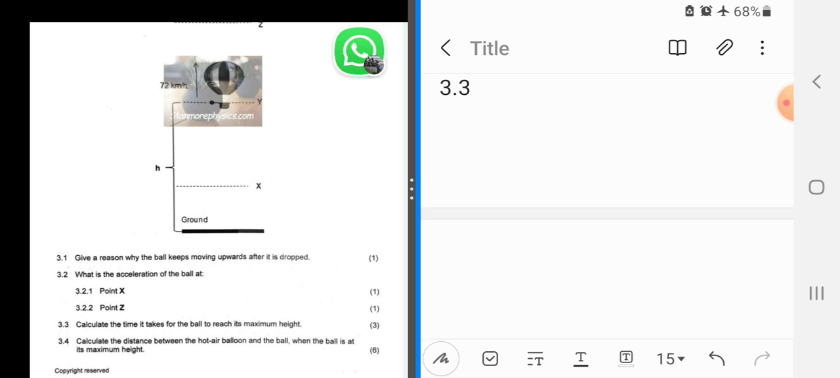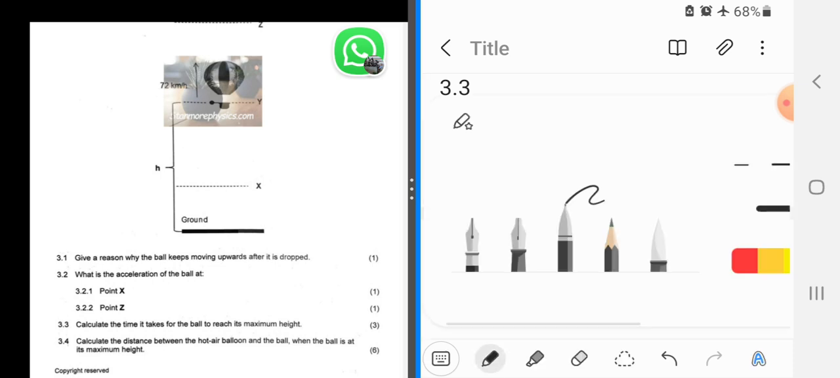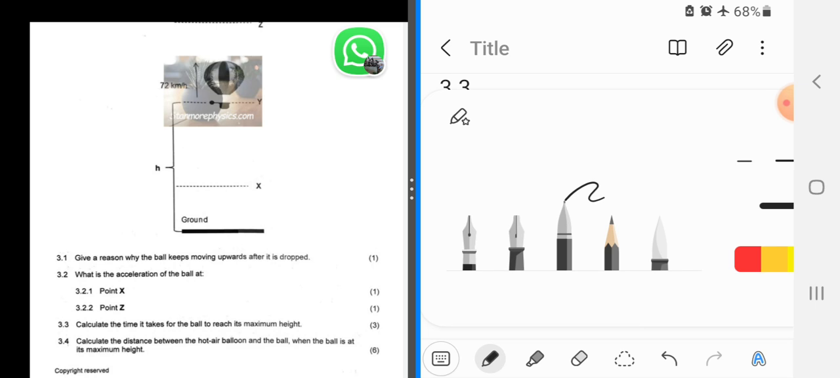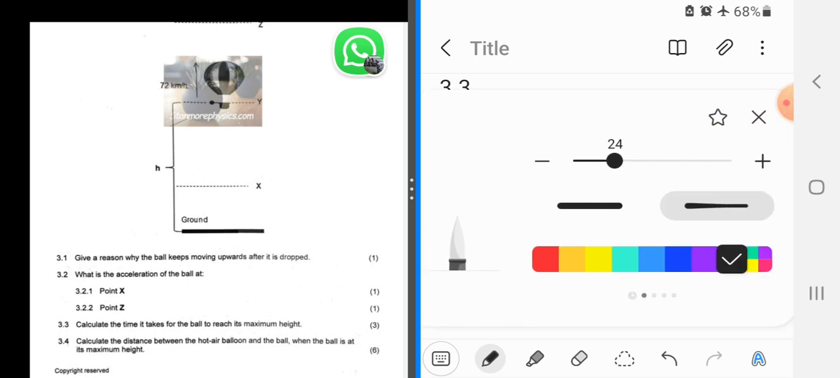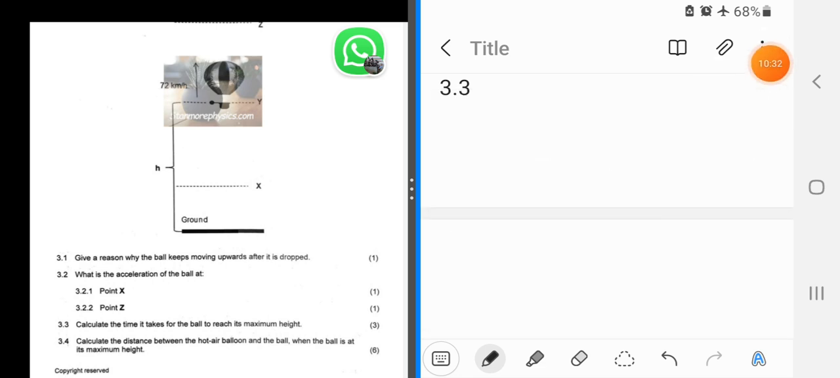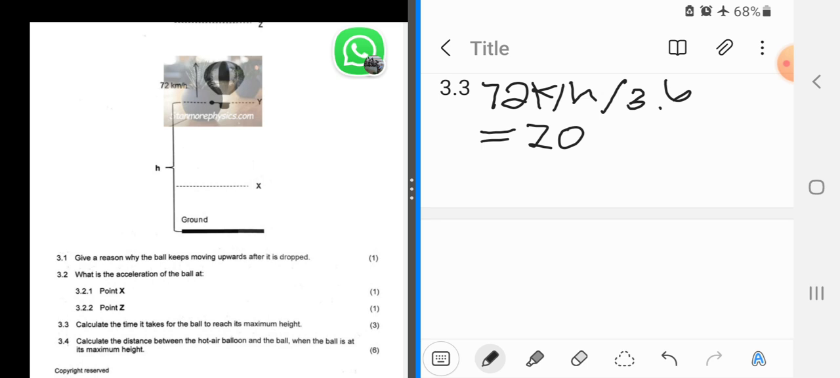We need to convert kilometers per hour to meters per second. Okay, so your velocity should be in meters per second. So we're going to say 72 kilometers per hour divided by 3.6, and that will equal 20 meters per second.